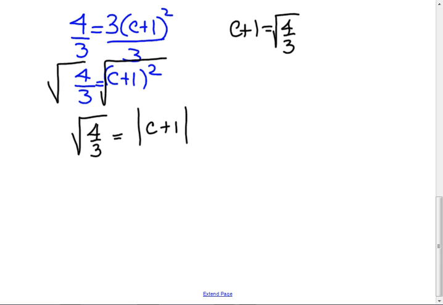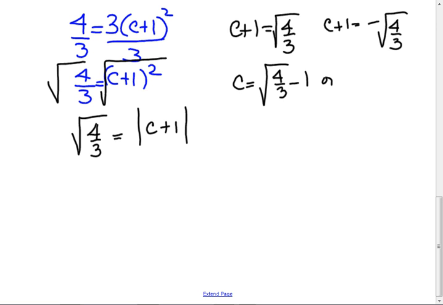You really should look for both. And I've not seen this on the exam, but I would think that they will give you a point for looking for both, even if one might not be an answer. And c plus 1 is equal to the negative square root of 4/3. So solving for c, it's square root of 4/3 minus 1, or negative square root of 4/3 minus 1. But remember, my interval went from negative 1 to 1.